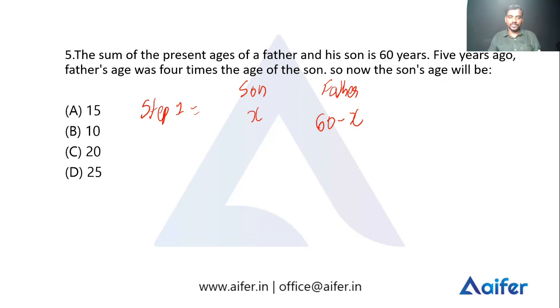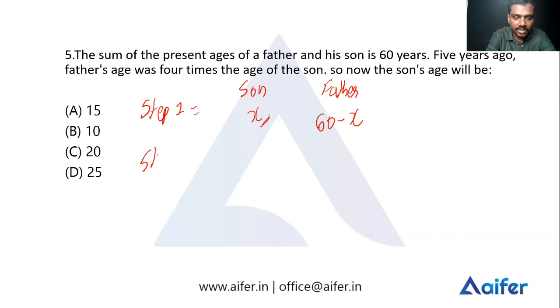That's the existing condition. When the existing condition is regarding the sum, we'll be putting one as X and the other one is the value of X subtracted from that particular sum. So when we have the age of son as X, we'll be having the age of father as 60 minus X.